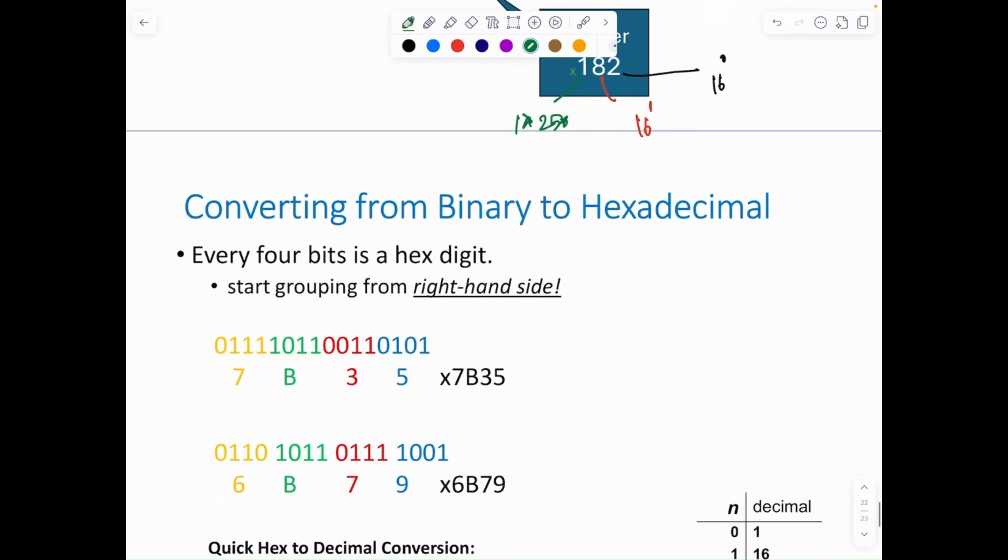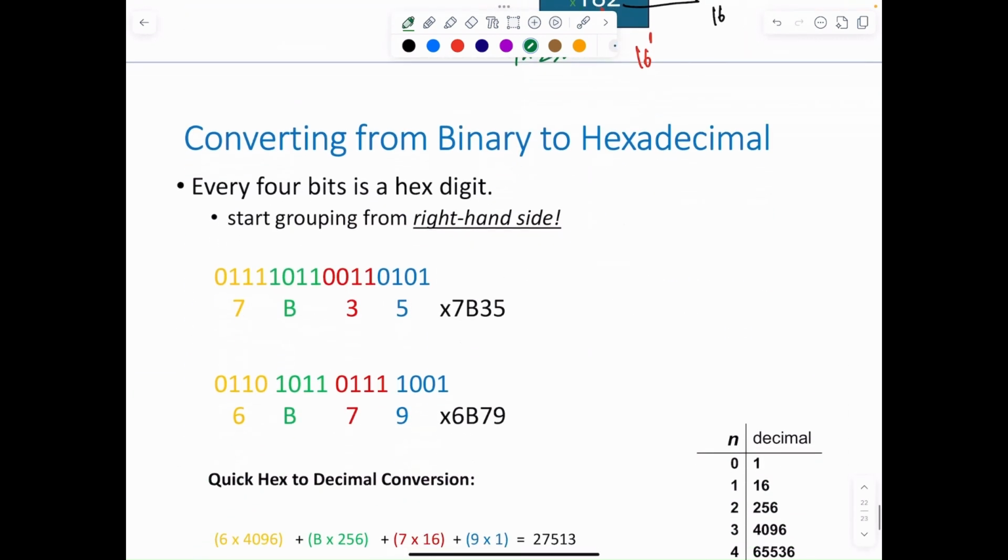386, you divide that by 16, you'll get 24, and then the remainder is 2, right? And then again you divide by 16, 116 is there, and then the remainder is 8. So again, we need to look at it this way. So 182 is the hex representation. Okay, so that's it for most of the things.